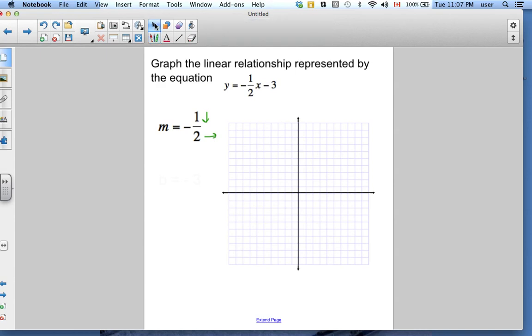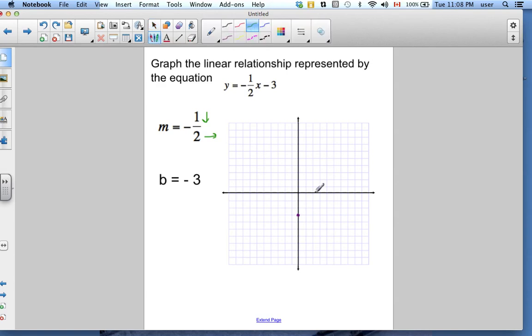But before we graph anything with that, we have to look at our y-intercept. So our y-intercept here is negative 3. So b equals negative 3. From here, you're going to go on your y-axis, our vertical axis, go down 3, and plot a point. Once we've plotted that point, that's when we can start applying our slope to this point.